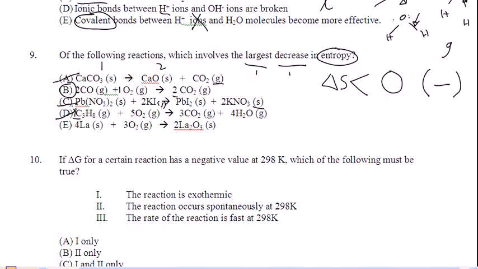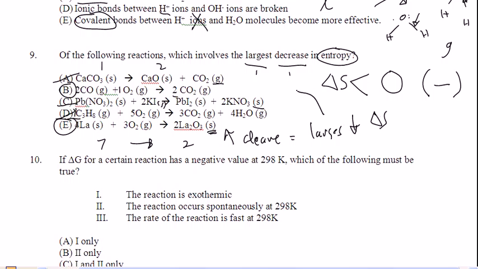Let's look at E. In E, we make a solid. And in E, we end up with 2 things, and we start with 7. Wow. You're making a solid, and you're decreasing the number of moles by 5. E is going to be the answer. It gets cleaner, which would be equal to the largest decrease in delta S.